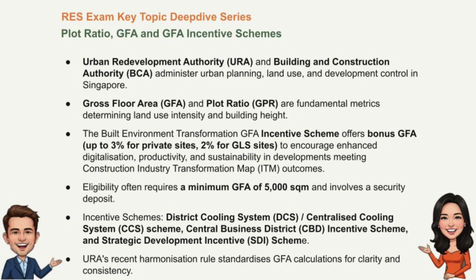The URA Draft Master Plan 2019 did signal the removal of an older Bonus Plot Ratio, BPR, scheme that primarily encouraged intensifying commercial developments near certain MRT stations. The CBD Incentive Scheme is different. It's specifically targeted at converting older office buildings into mixed-use developments within defined CBD areas, offering that plot ratio increase as the incentive. So less about general intensification near transport, more about strategic targeted transformation of the CBD's building stock and usage patterns. Got it.